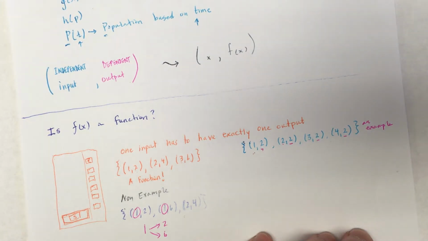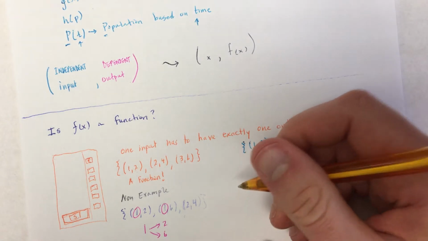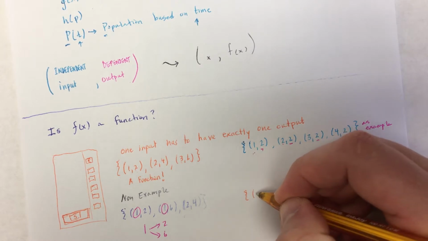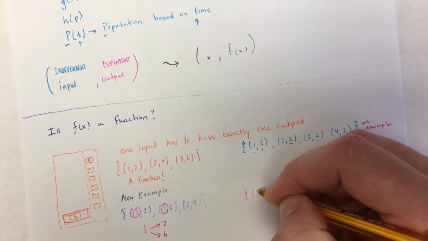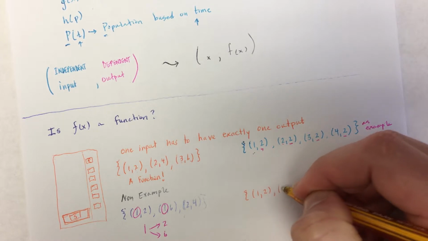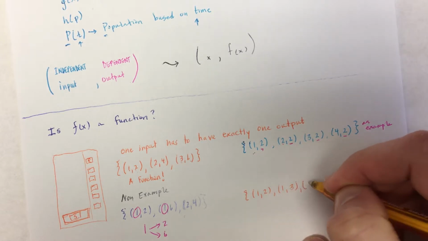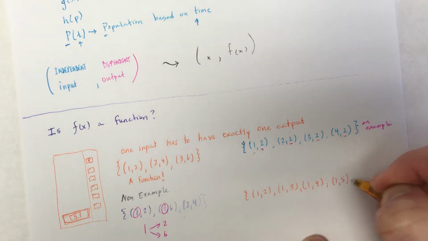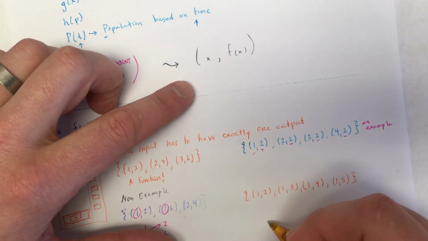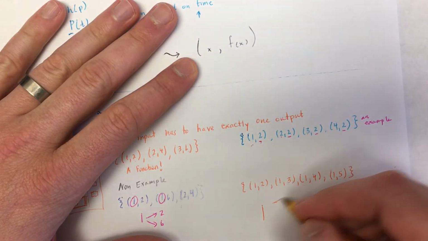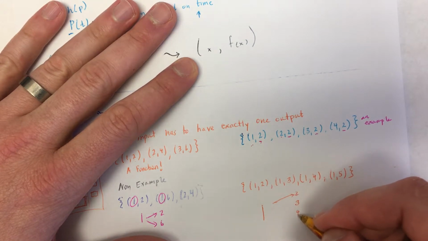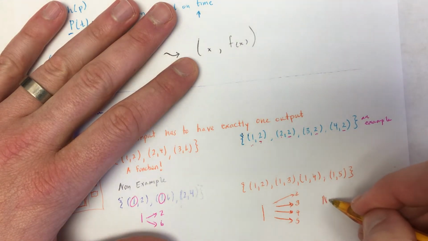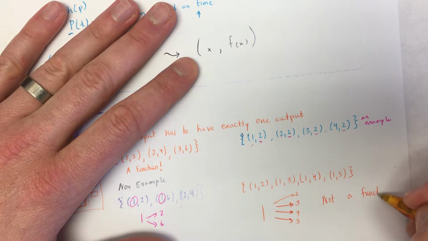Down here, if we were to write something similar, but I had repeated x values, so 1 maps to 2, 1 maps to 3, 1 maps to 4, 1 maps to 5. If we were to write this out, it looked like this: 1 goes to 2, 3, 4, and 5. This input would have multiple outputs, so it would not be a function.